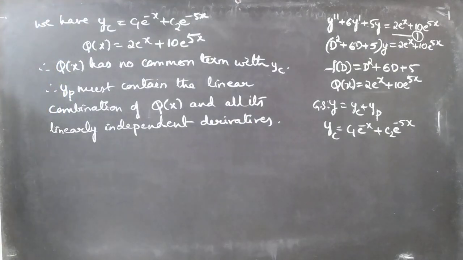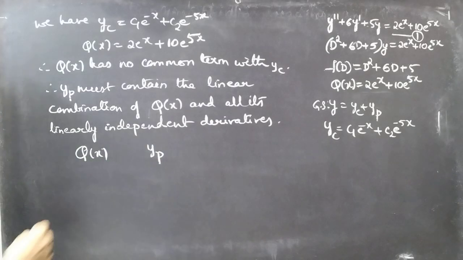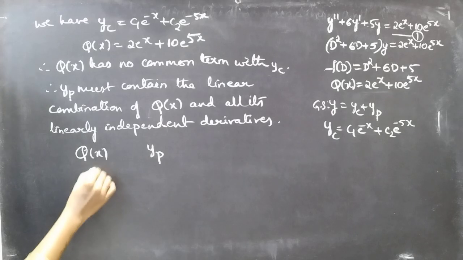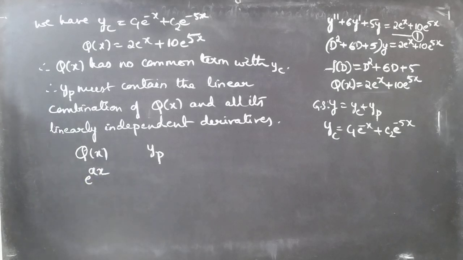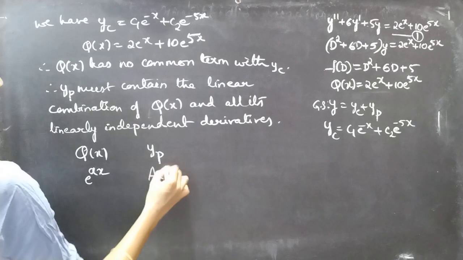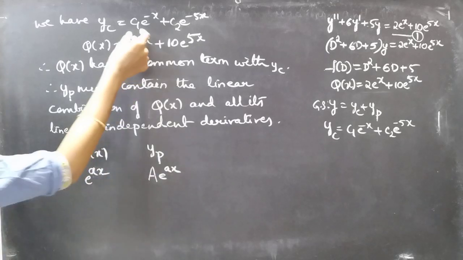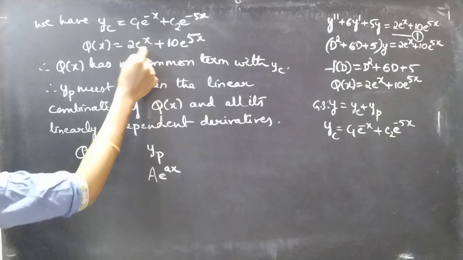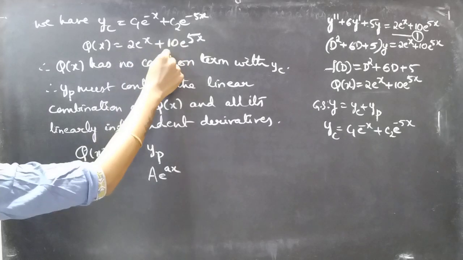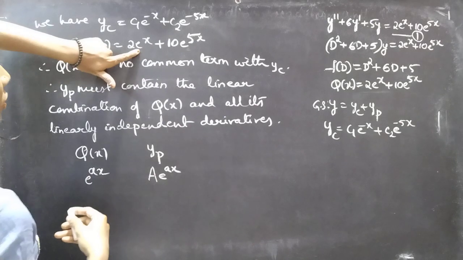Right? Fine. Let's see the direct formula. When q of x is some e power ax, then yp will be some constant, say a, into e power ax. Here a varies. Here in q of x we are having 2 e power x. Just neglect the coefficients of functions of x. In q of x we are having e power x, right?